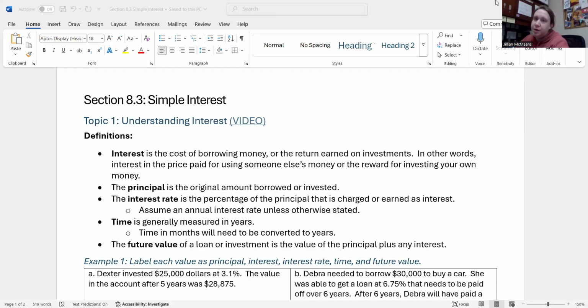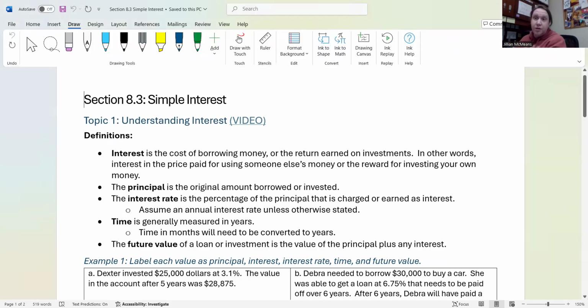For section 8.3, we're going to look at something called simple interest. So, several definitions to start with, and then we'll play around with examples where we can show that we understand those definitions. Then in the next videos, we'll start looking at actual examples of calculating interest. So first, let's talk about some definitions here.